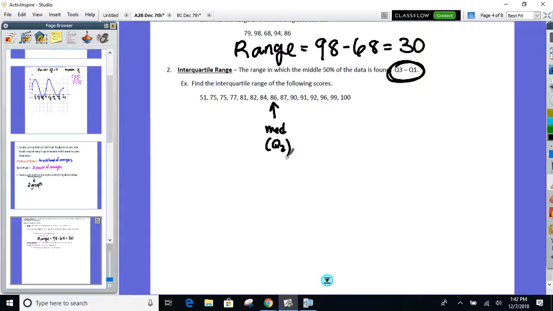Quartile 1 is the median of the bottom half. So starting right below 86 here, this set of numbers right here, from 51 to 84, what is the median of the lower half now? That would be referred to as quartile 1. What's the middle number right now from 51 to 84? 77. So we call that quartile 1. And now, guesses on how we're going to find the third quartile? The median of the upper half, from 87 to 100.